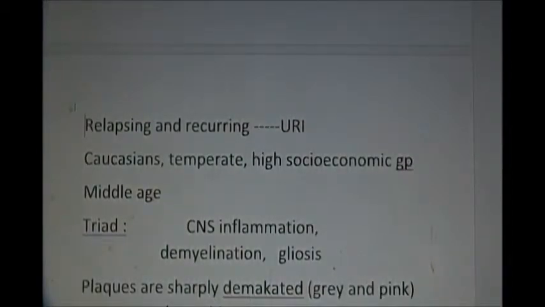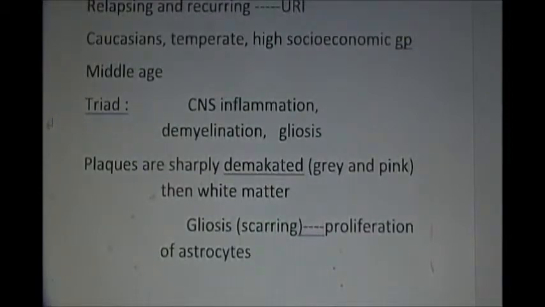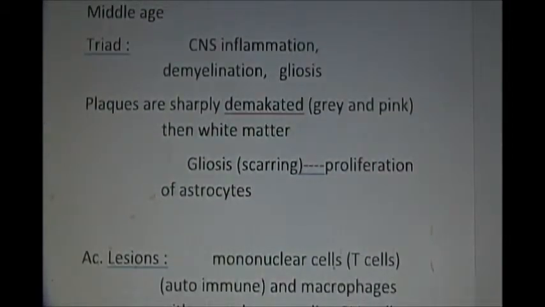The relapses and recurrences may occur after other illnesses like upper respiratory infections. The disease is more common in Caucasian white females, more in temperate climates and high socioeconomic groups, and starts in middle age. The triad of CNS inflammation, demyelination and gliosis occurs. In the brain, the plaques are sharply demarcated. They are gray and pink, demarcated from the surrounding white matter, and the lesion stops when it reaches the blood vessels.